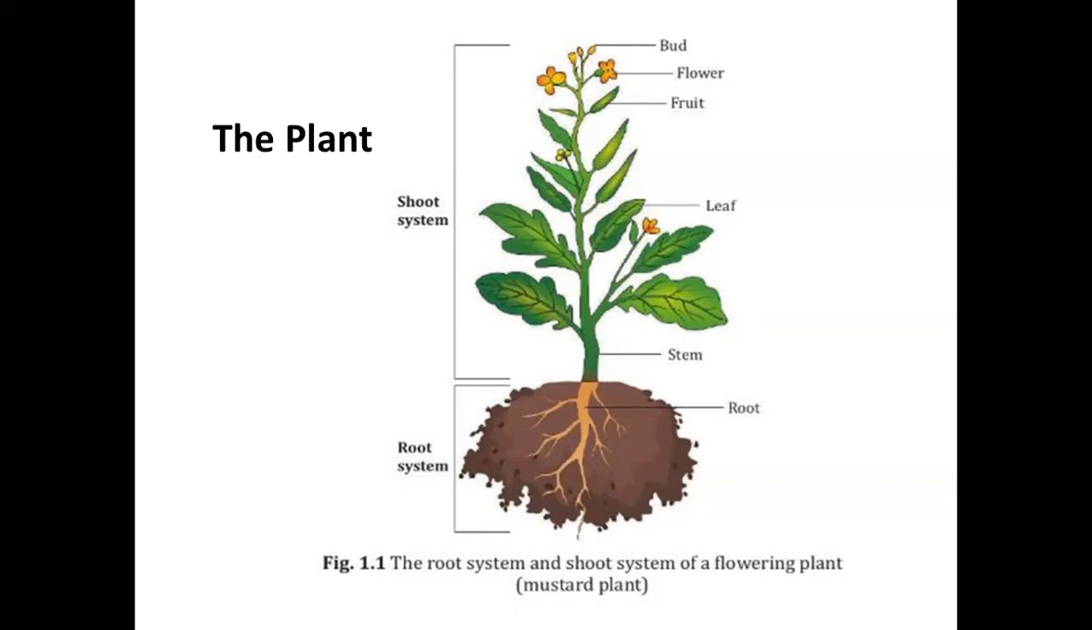Look at the first figure, figure 1.1, which shows the root system and shoot system of a flowering plant. This is a mustard plant, with the root system and shoot system labeled. In the shoot system we can see bud, flower, fruit, leaf, stem, etc. In the root system only roots are there.